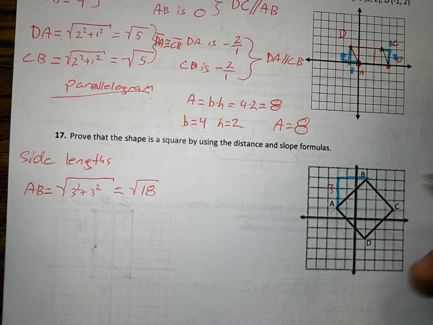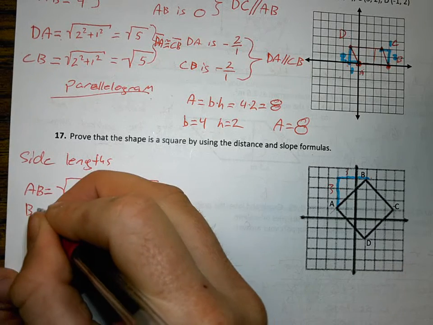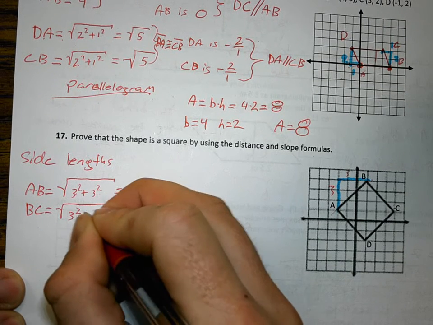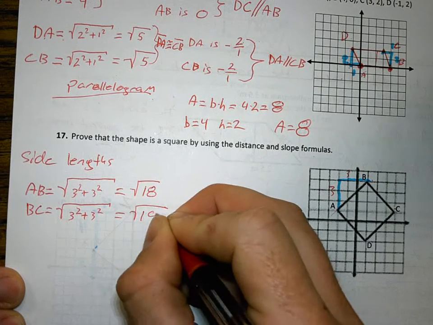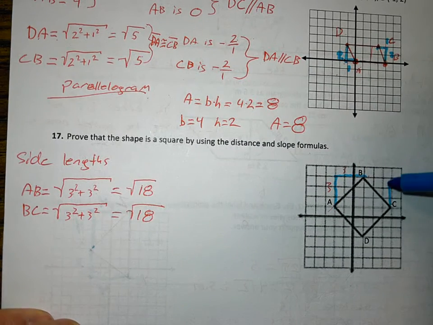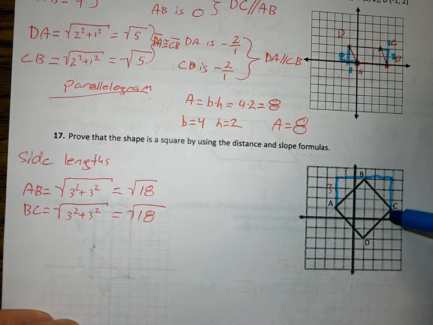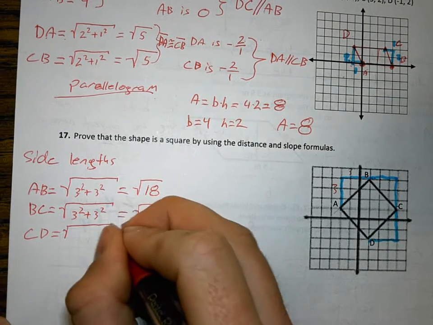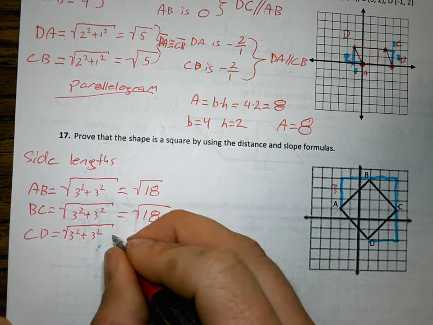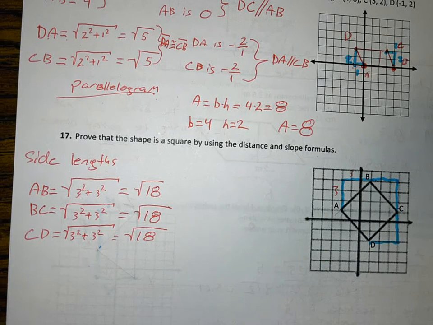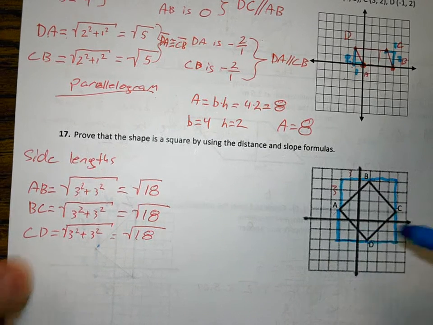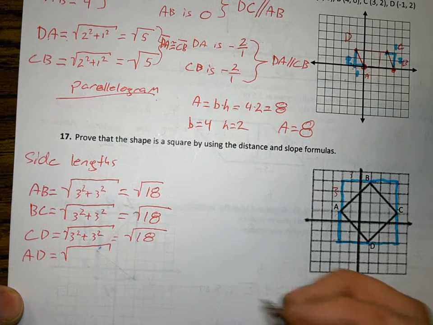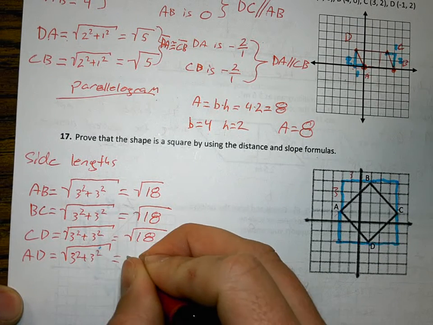Let's find the length of BC. Also a 3 by 3. 3 squared plus 3 squared. Square root of 18. Let's find the length of CD. Also a 3 by 3. 3 squared plus 3 squared. Square root of 18. Let's find the length of AD. Also a 3 by 3. So 3 squared plus 3 squared. Square root of 18.